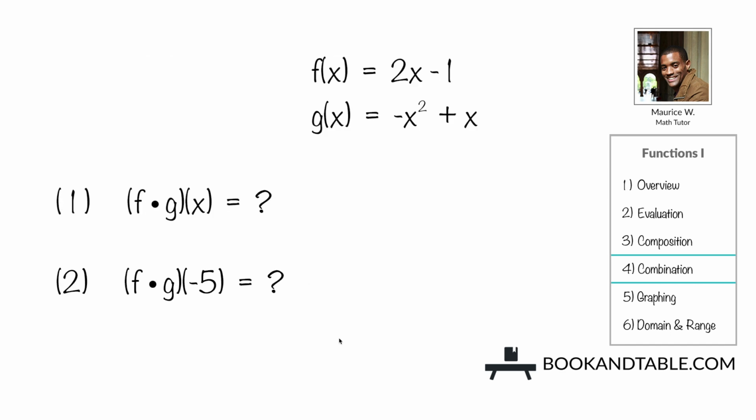Let's walk through an example together. Given f of x is equal to 2x minus 1, and g of x is equal to negative x squared plus x. Question number 1, f times g of x is equal to what? And question number 2, f times g of negative 5 is equal to what? So let's walk through multiplying functions using expressions, and then we'll take a look at multiplying functions using numbers.